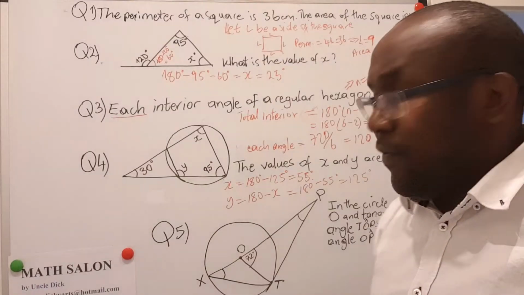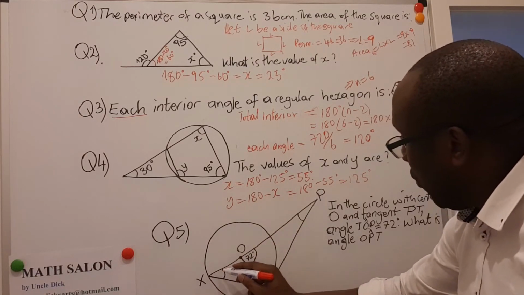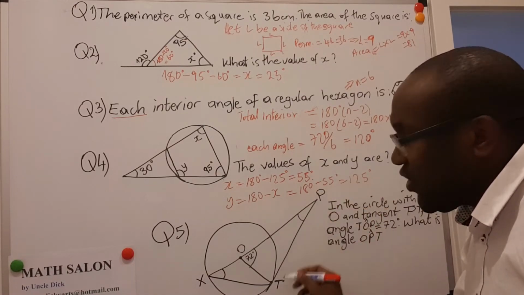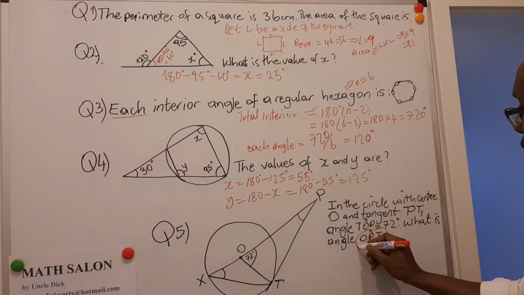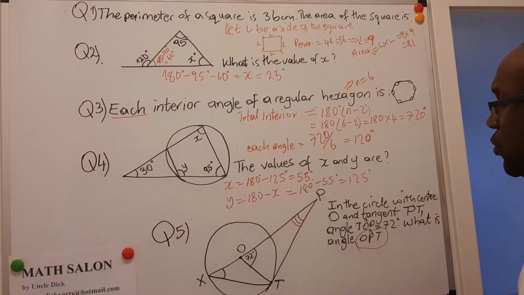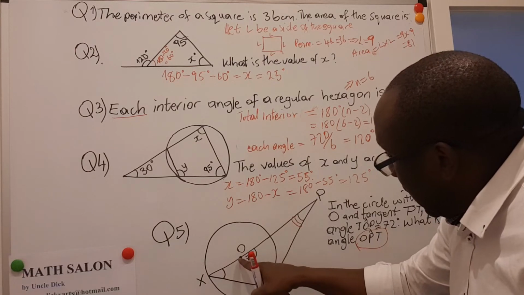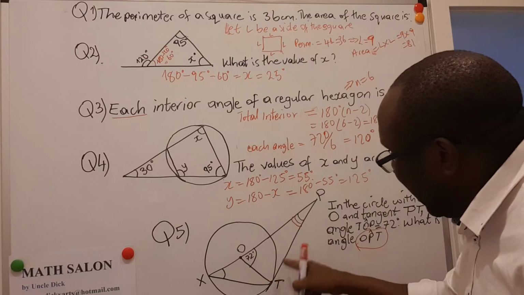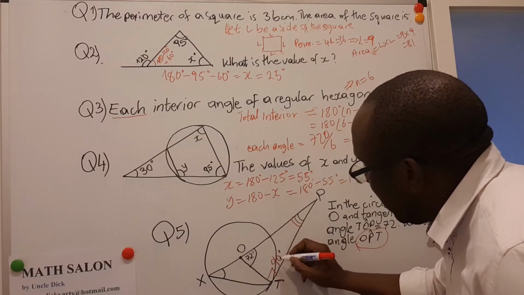For question number 5, we have this circle and we have a line that goes through the center of the circle, and we have PT, that's a tangent touching the circle at one point. And we are asked to look for the angle OPT. So this is the angle we are supposed to look for. But we know that the radius from the center of a circle meets a tangent to the circle at a right angle. So this is 90 degrees.